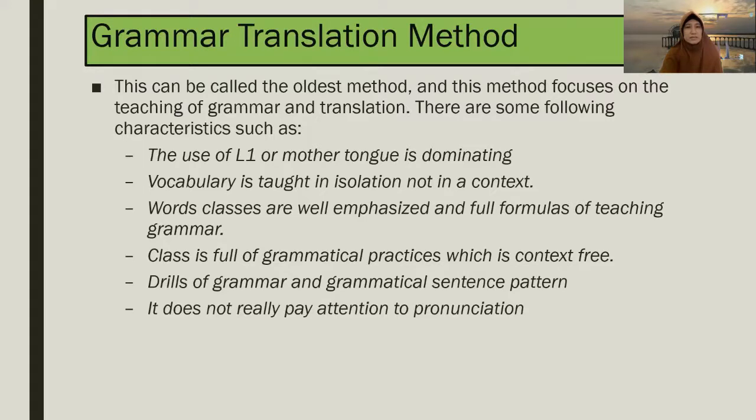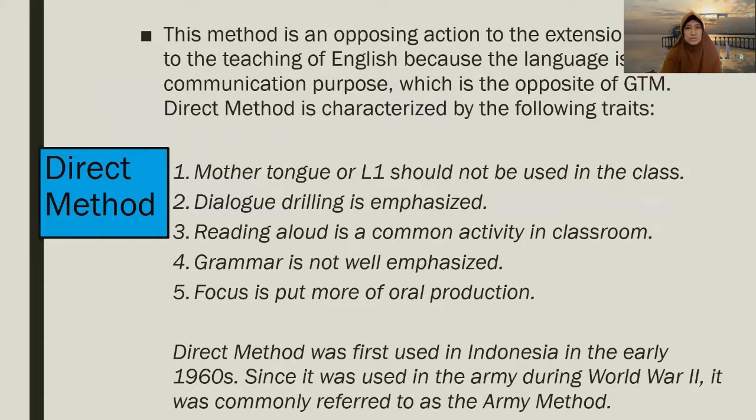Grammar translation method can be called the oldest method, and this method focuses on teaching grammar and translation. There are some characteristics. First, the use of L1 or mother tongue is dominating. The second one, vocabulary is taught in isolation, not in a context. Then word classes are well emphasized, with full formulas of teaching grammar. Next, class is full of grammatical practices which are context-free, drills of grammar and grammatical sentence patterns, and it does not really pay attention to pronunciation.